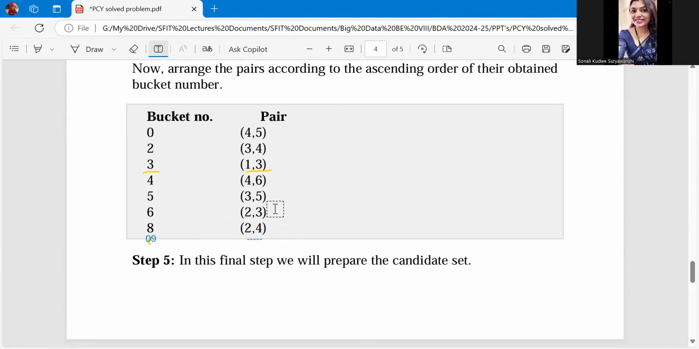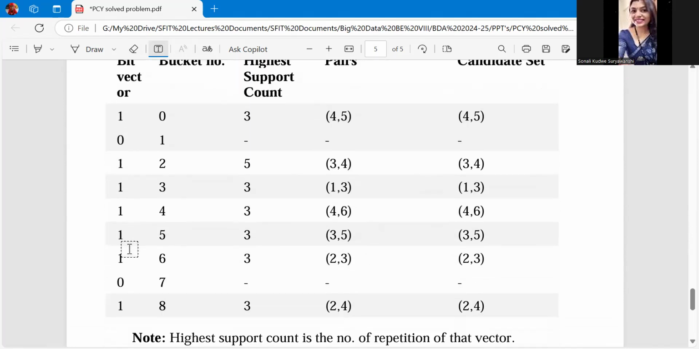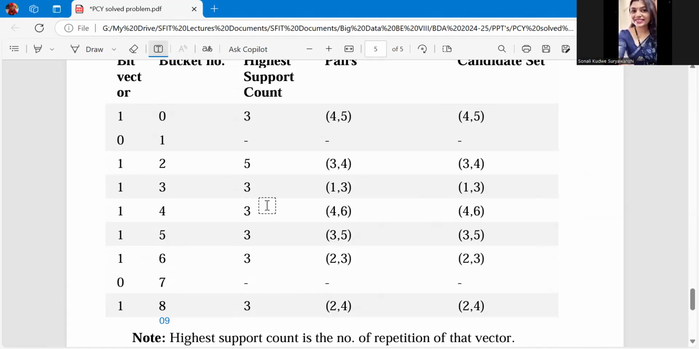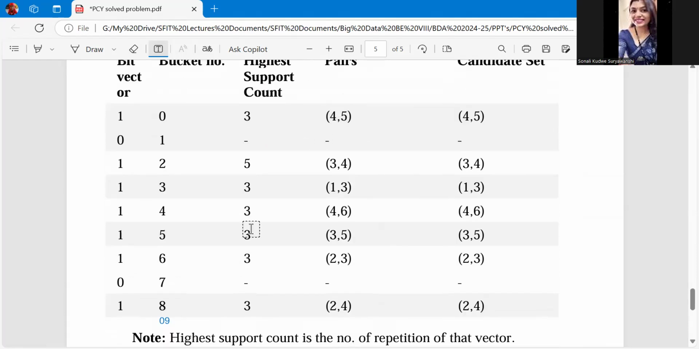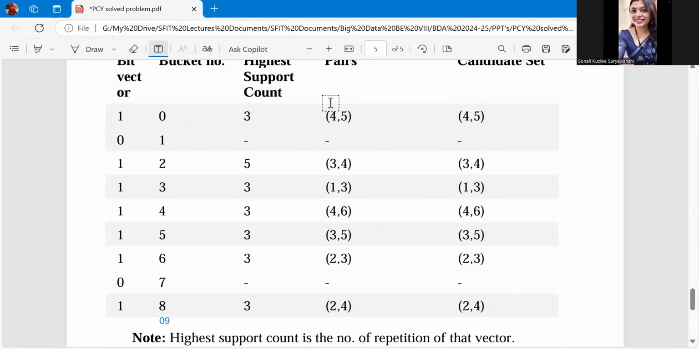So the last step remaining is you have to prepare this kind of a table which shows a bit vector, which shows all the bucket numbers from 0 to 9. Again here it should be 9, right? And then the high support count, that means the support count of that particular bucket. What is the support count that we are finding? Then pairs, what pairs have been mapped to that bucket, and then the candidate set. Now the candidate set is formed from the pairs itself.